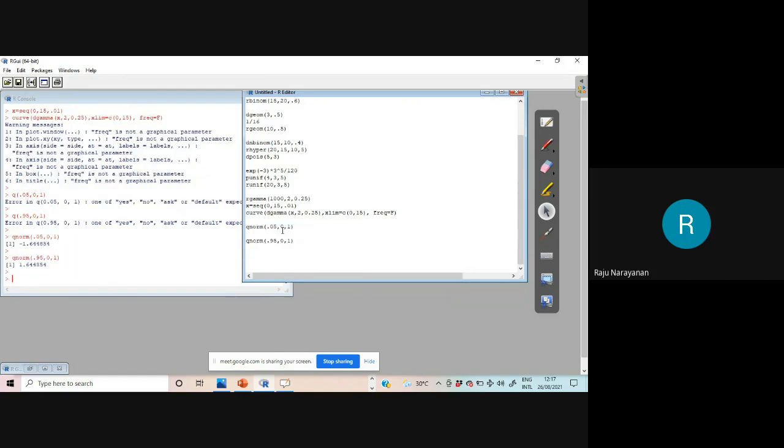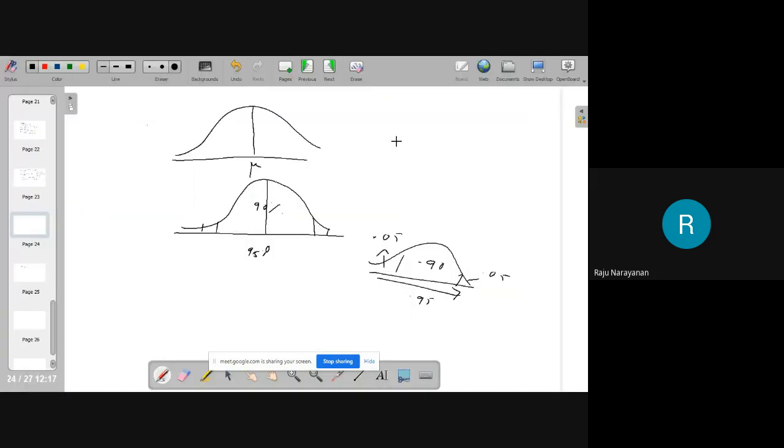Yeah, minus 1.645 and plus 1.645. These two values you please remember, or you remember the technique for finding these values. That is, 90% of the observations lie between minus 1.645 and plus 1.645.